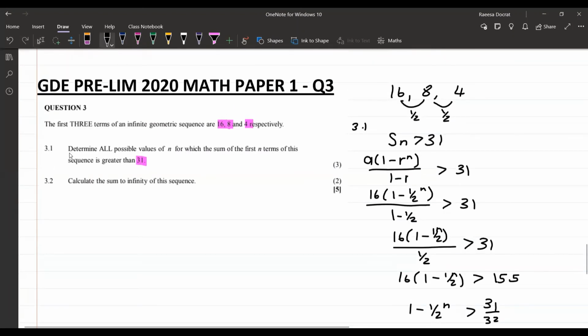Then it says calculate the sum to infinity. So the sum to infinity is a over 1 minus r. So it is 16 over 1 minus a half, which is 32. The sum will never be greater than 32.